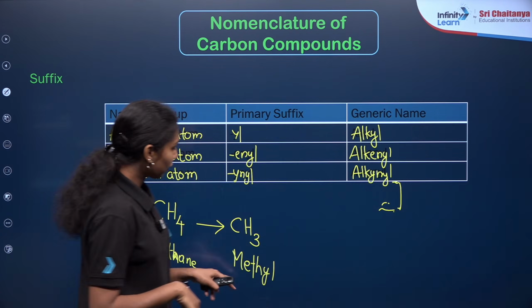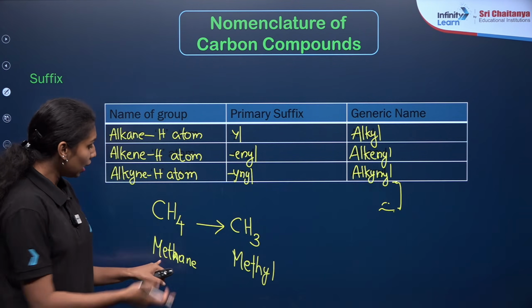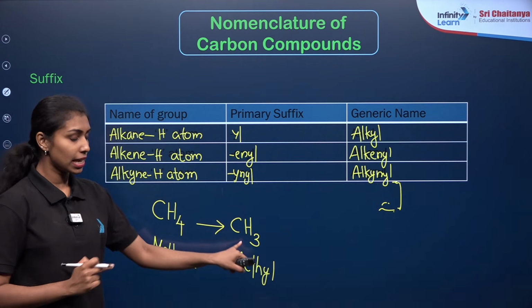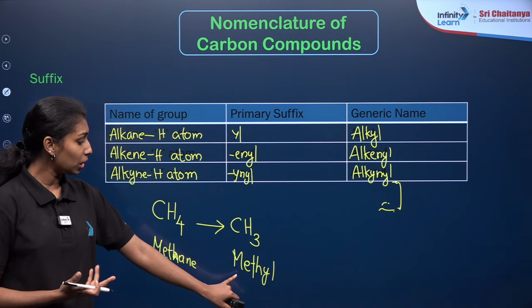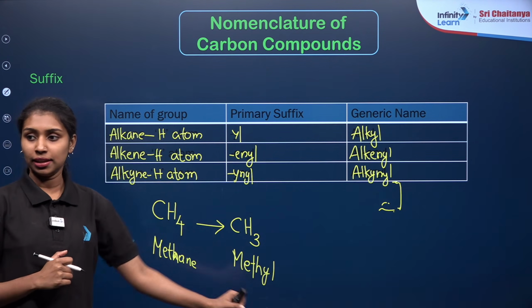This is the same example I have given here. If I take the methane compound and remove one hydrogen atom, it forms CH3. So the name of this compound becomes methyl, because it is alkyl. Is that clear?